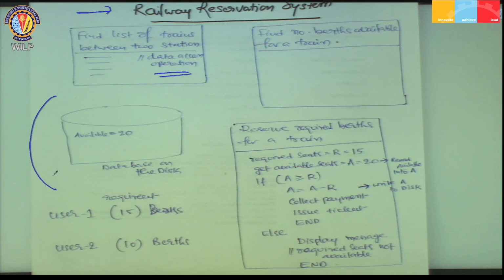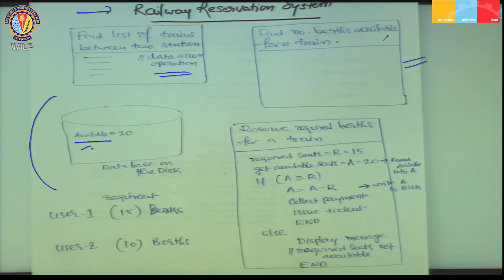Let us assume that this is the hard disk which contains the database. And the second logical operation or functionality could be to find the number of beds available for a given train. It also involves only the read operation. That is, let us assume that there is a data item available which stores the information regarding how many berths are available for a given train.